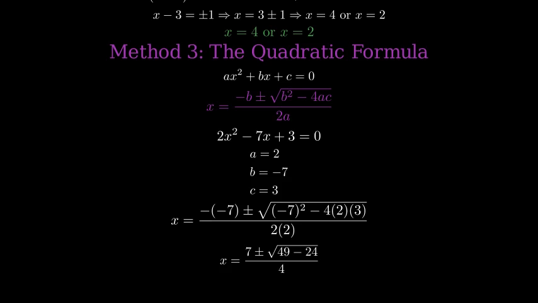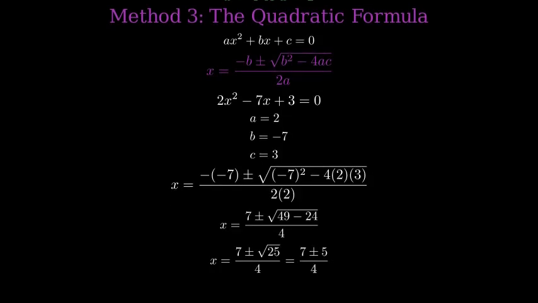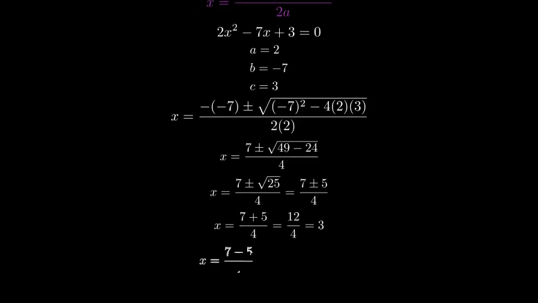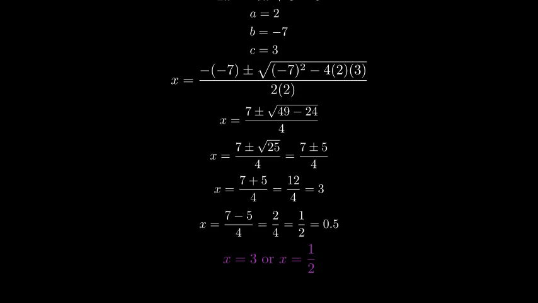Simplifying, we get x equals 7 plus or minus the square root of 49 minus 24, all divided by 4. This simplifies to x equals 7 plus or minus the square root of 25, all divided by 4. x equals 7 plus or minus 5, all divided by 4. So x equals (7 plus 5) divided by 4, which equals 3, or x equals (7 minus 5) divided by 4, which equals 0.5 or 1/2.